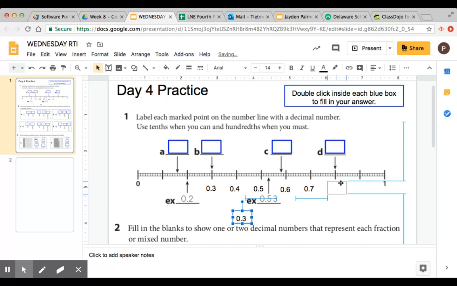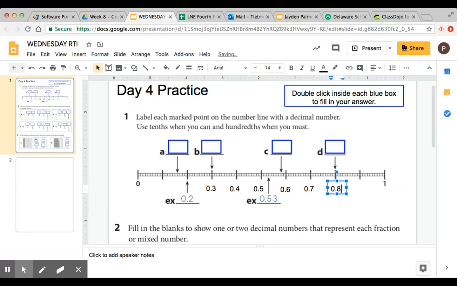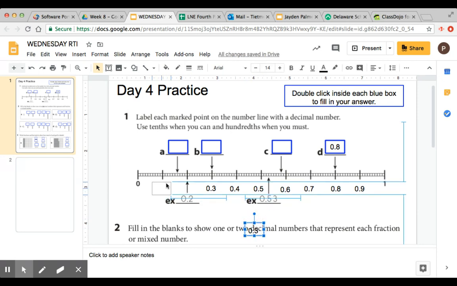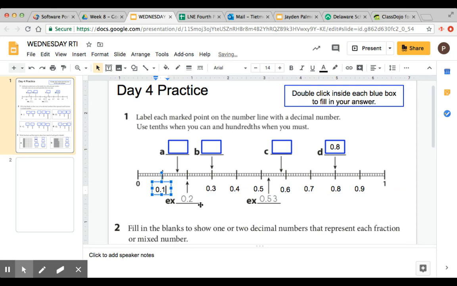Then my next line would be 80. Oh, look, they have a blue box there, so we could fill that in, 8/10. And then my last line would be 90, which would be the same as 9/10. So now we've labeled our larger black lines here. Oops, I forgot the first one. We started with 10. So this would be 1/10.